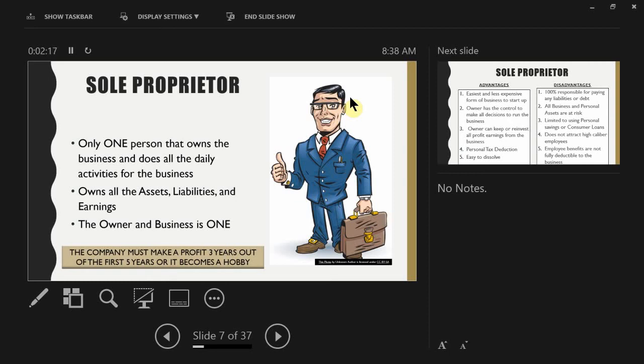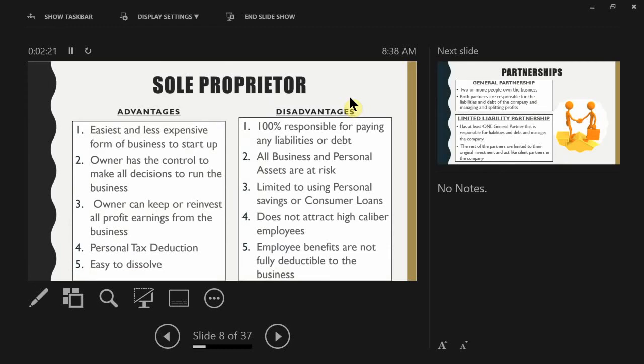So what are the advantages and disadvantages of being a sole proprietor? Let's talk about the advantages first. The first one is that it is the easiest way you can form a business. All you have to do is go down to the state or local agency, apply for a business license, and pay about $100 or so. 30 days later, boom, you get approved and get your business license. So the easiest way to create a business is to go sole proprietor.